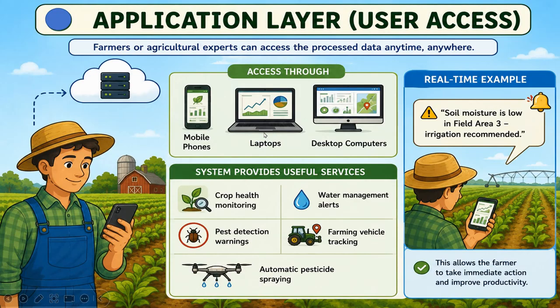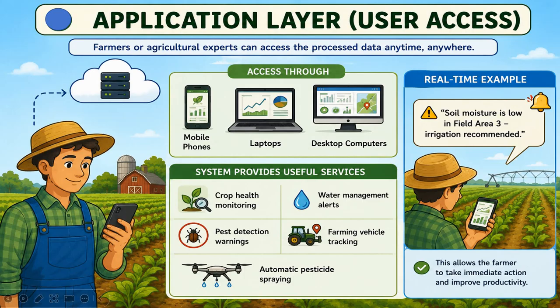Then next is the application layer. This is the final layer of the smart irrigation system, and it is the layer through which the farmers, agricultural experts and the farm managers interact with the system.